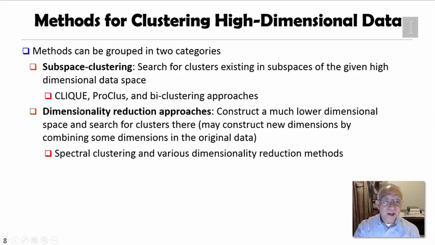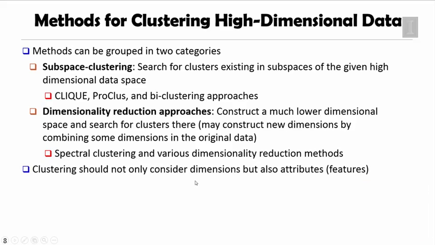Then the second category is called the dimensionality reduction approach. This approach essentially considers all the dimensions, but we want to construct a much lower dimensional space by some kind of transformation, a combination of many dimensions. Then we search for clusters in the corresponding transformed low-dimensional space. For example, spectral clustering, non-negative matrix factorization, and various dimensionality reduction methods you will see in the literature.